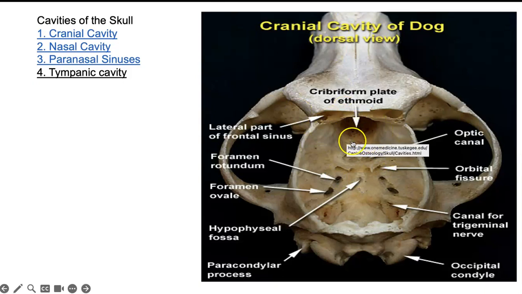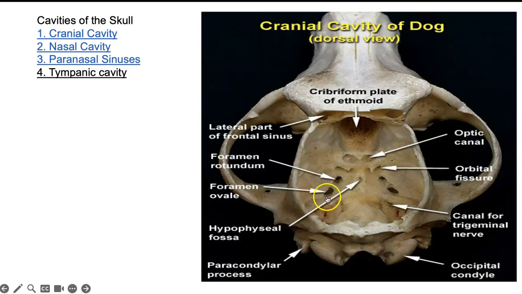here the cribriform plate, which is important for the passage of the first cranial nerve, which is the olfactory nerve. And here you can see the fossa for the pituitary gland, the hypophyseal fossa. You can also see the optic canal, and then the orbital fissure. We will discuss later the structures passing through these foramina. This is the hypophyseal fossa, you can see right here.